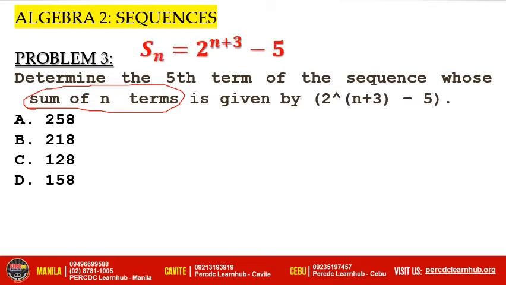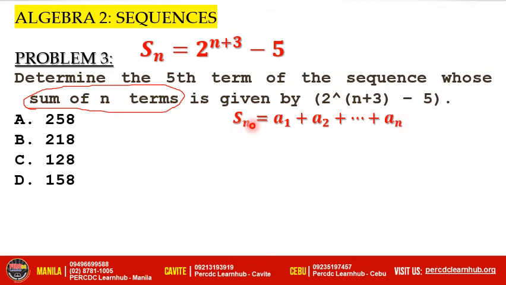Okay? So, ito po siya yung given, Sn as sum of n terms equals to 2 raised to n plus 3 minus 5. So, ito yung sum of n terms natin. Halimbawa, if n equals to 1, sum of 1 term. If n equals to 2, that is the sum of 2 terms. So, yung Sn na yan also equals to A1 plus A2 plus A3 and so on up to An. So, yan yung Sn natin.